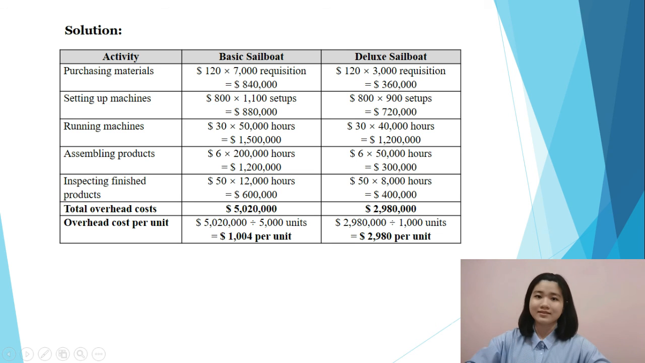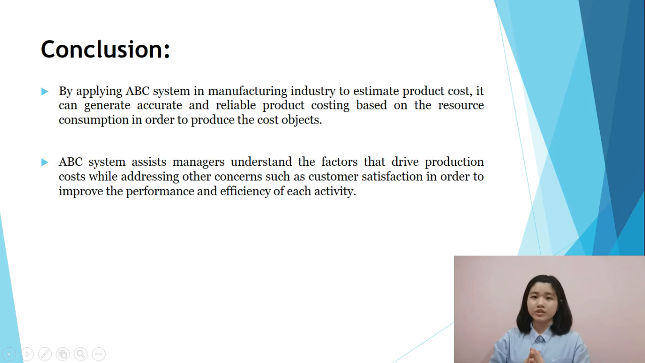$2,980 per unit. In conclusion, the ABC system can generate accurate and reliable product costing based on resource consumption. Besides that, the ABC system can assist managers to understand the factors that drive production costs while addressing other concerns such as customer satisfaction, in order to improve the performance and efficiency of each activity.